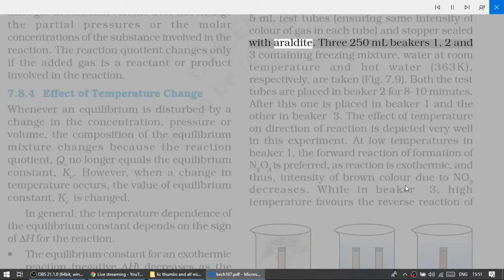stopper sealed with araldite. Three 250 mL beakers 1, 2 and 3 containing freezing mixture, water at room temperature and hot water, 363 K, respectively, are taken. Fig 7.9. Both the test tubes are placed in beaker 2 for 8 to 10 minutes. After this, one is placed in beaker 1 and the other in beaker 3. The effect of temperature on direction of reaction is depicted very well in this experiment.